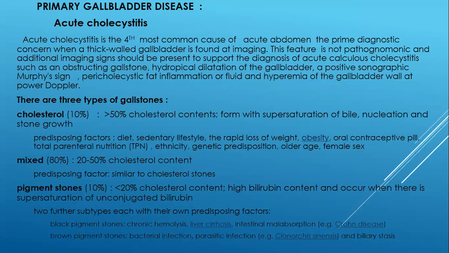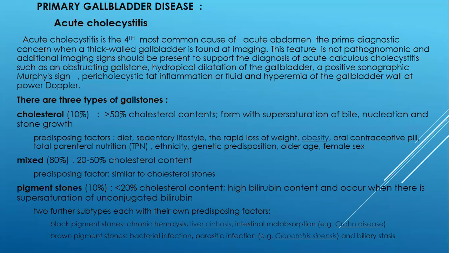In the classification of gallstones, we have 3 types: cholesterol 10%, mixed 80%, and pigmented stones 10%. Cholesterol stones have more than 50% cholesterol content, from supersaturation of bile, nucleation, and stone growth. Predisposing factors: diet, sedentary lifestyle, rapid weight loss, obesity, oral contraceptive pills, total parenteral nutrition, ethnicity and genetic predisposition, older age, and female sex.